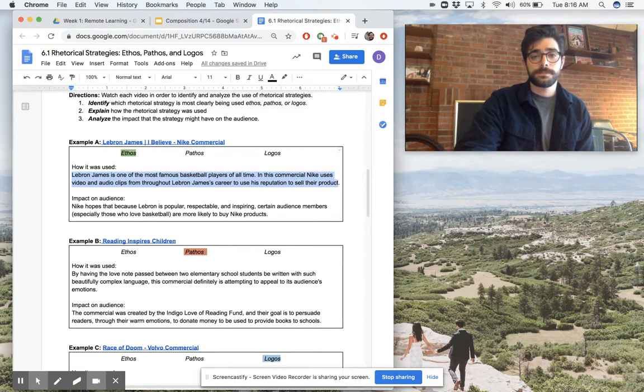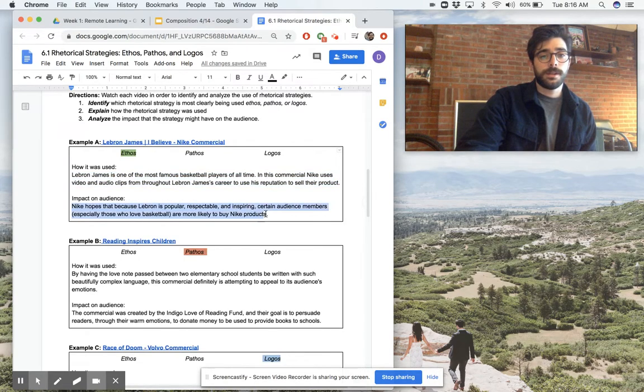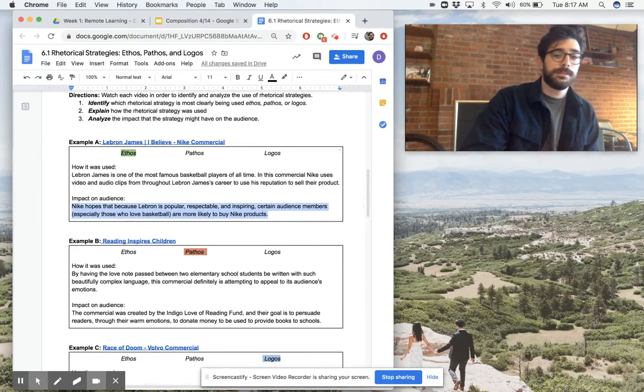And so this right here would be an exemplary example of showing how a rhetorical strategy is being used. And then we want to analyze the impact on the audience. And so Nike is hoping that because LeBron is popular, respectable, and inspiring, certain audience members, and especially those who love basketball, are more likely to buy Nike products. When you're using ethos, it's interesting, they didn't even show off any of their products there. They're purely selling LeBron James's reputation and how great he is, and using that to make people want to go buy their products. So that would be an example of what ethos, appealing to someone's credibility, looks like as a rhetorical strategy.